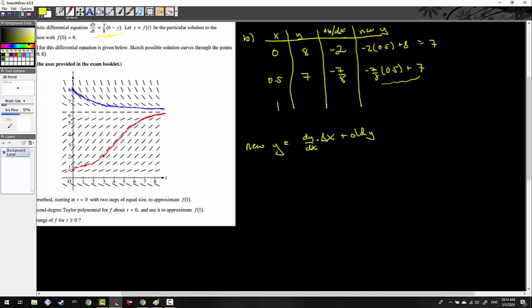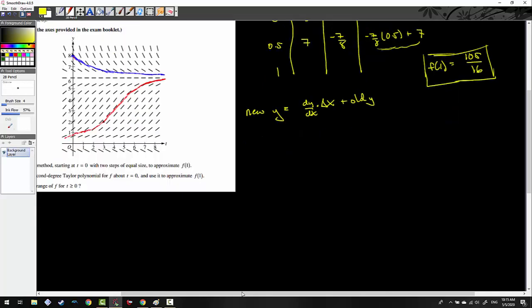So we can conclude then that f of 1, and if you want, you can go ahead and leave it unsimplified. Remember, the AP exam doesn't require you to simplify anything, but if you wanted to simplify it, you would get 105 over 16. Okay, that is B. Let's go and move on to C.